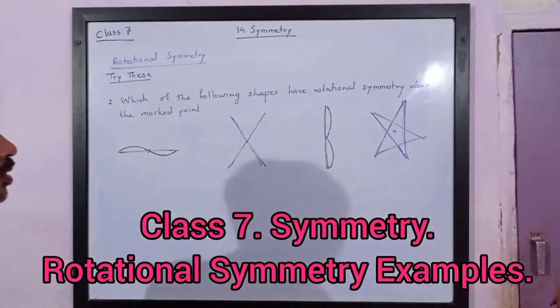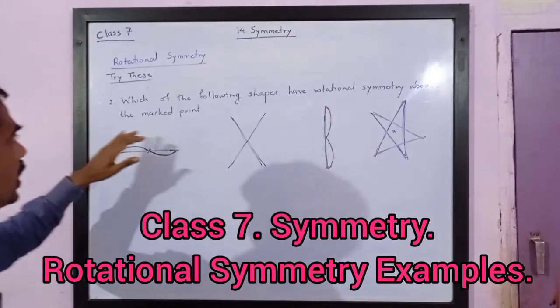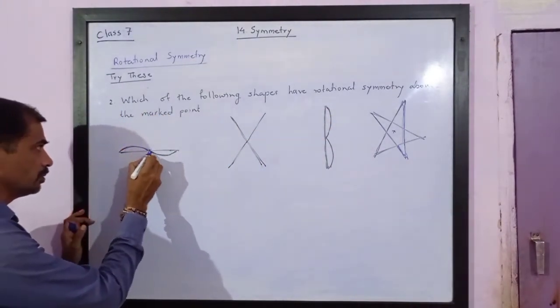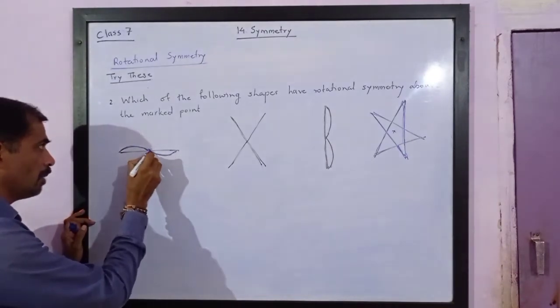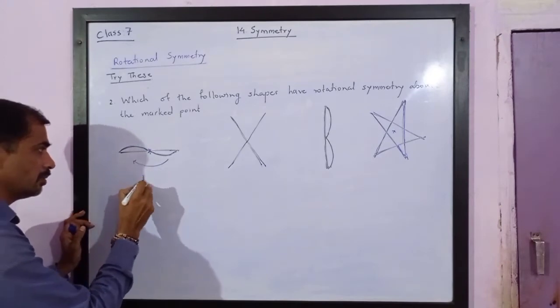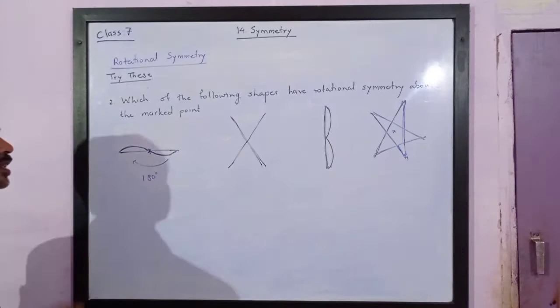Dear friends, we have next question. Which of the following shapes have rotational symmetry about the mark point? Now, let us take this first figure. Here, mark point is here. Now, if you rotate through 180 degrees, you will get the same shape.